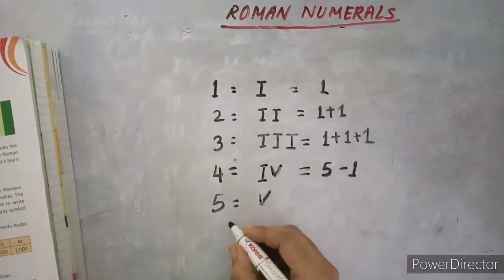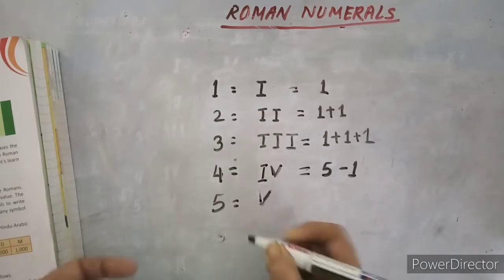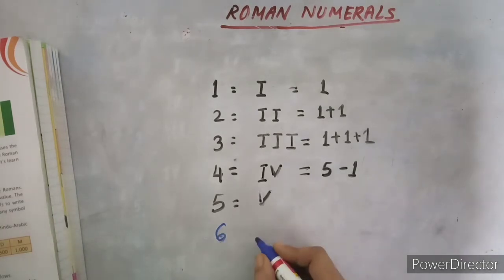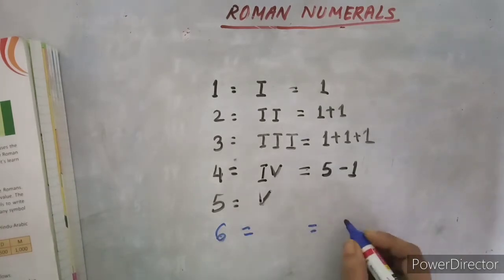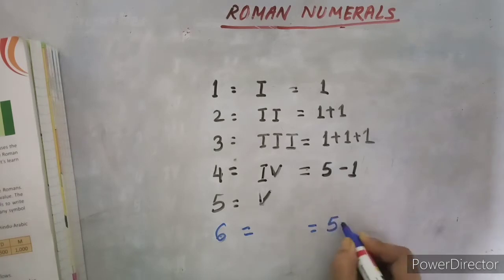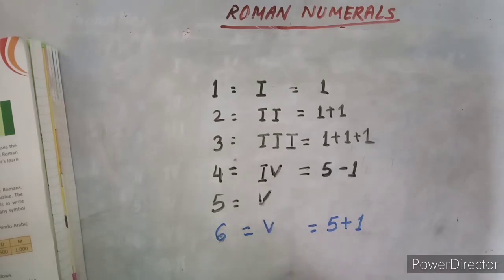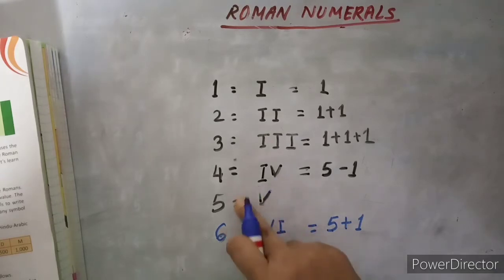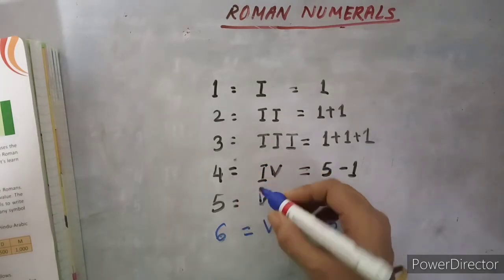Okay, now if you go for 6th, number 6. Now if you are writing number 6, okay, for number 6 what you have is nothing but it is 5 plus 1. Okay, तो 5 sign आपको पता है. Now if you are writing 5 plus 1 like this, okay, so 6 will be written in Roman numeral like this.